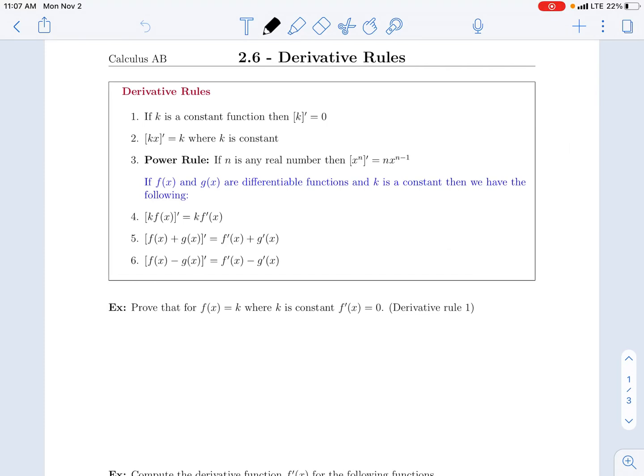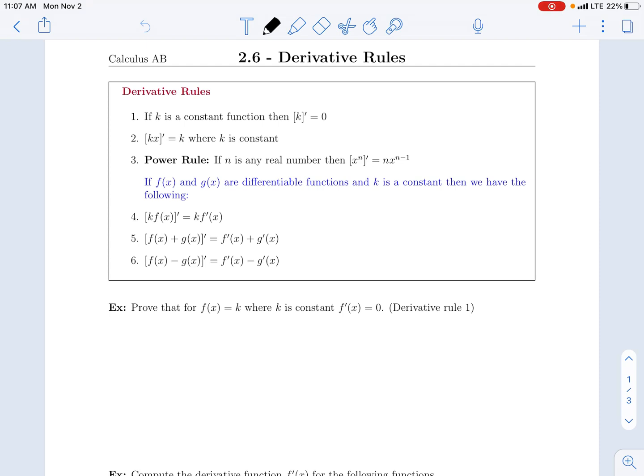Hello everyone. So today we're going to talk about the derivative rules. Last time you saw that we were finding the derivative of a function at a point using the limit definition of the derivative, and we were also finding the derivative of a function using the limit definition. Now using these rules, we're going to find the derivative of a function, but we don't have to use the limit definition to necessarily compute the derivative function.